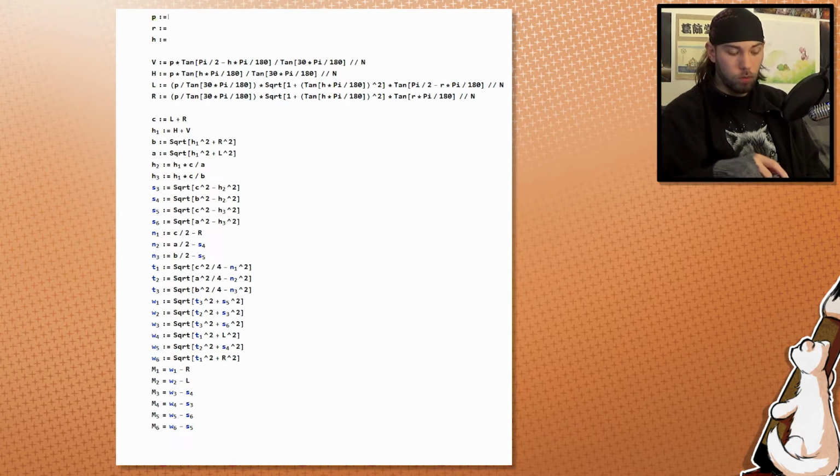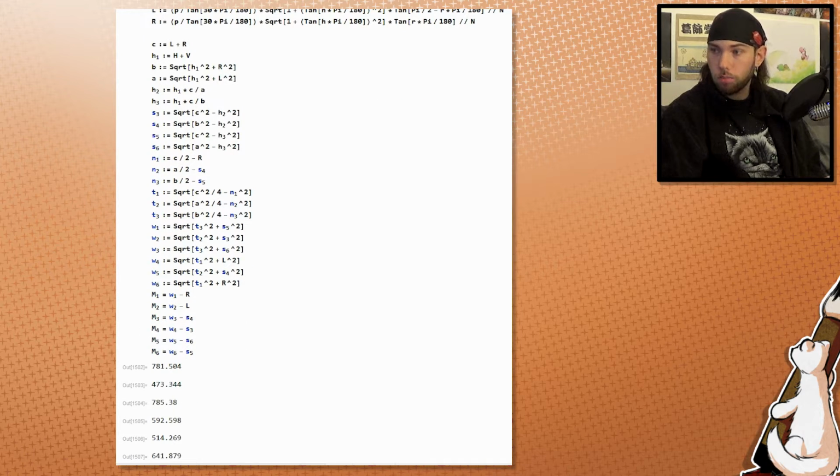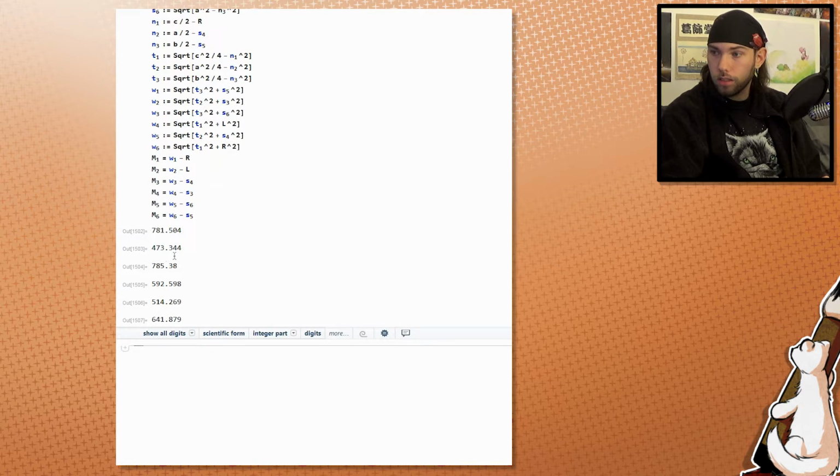I have the same thing over here in Mathematica, where I just need to enter the values from before and let it calculate. It's much quicker, and I can do everything at once, and then you can see the results here, which are pretty much the same as before.